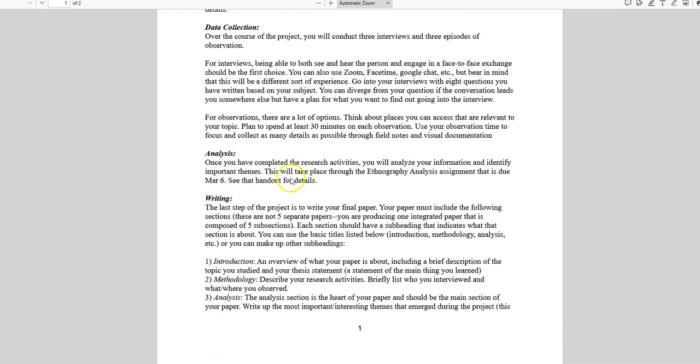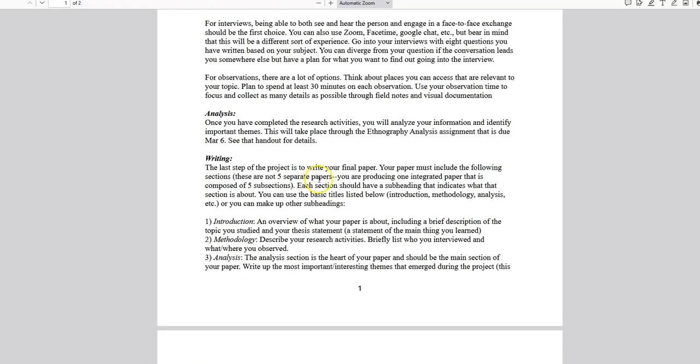done. And then analysis is the assignment that we just talked about, right? The ethnography analysis, which is where you're going to look at those materials you've collected and identify your 3 most important themes, right? So the final step, which is the main focus of this handout, is writing. So having done all of those previous steps, you're going to write up a 5-page paper that is due at the end of the term.